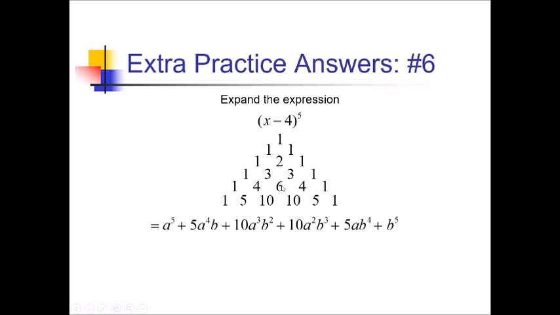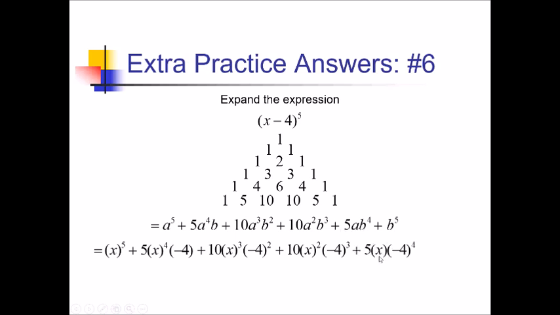In this problem, a is going to be the x, and negative 4 is our b value. So we've got x to the 5th, plus 5x to the 4th times negative 4, plus 10x to the 3rd times negative 4 squared, plus 10x squared times negative 4 cubed, plus 5x times negative 4 to the 4th, and we have plus a negative 4 to the 5th out there.